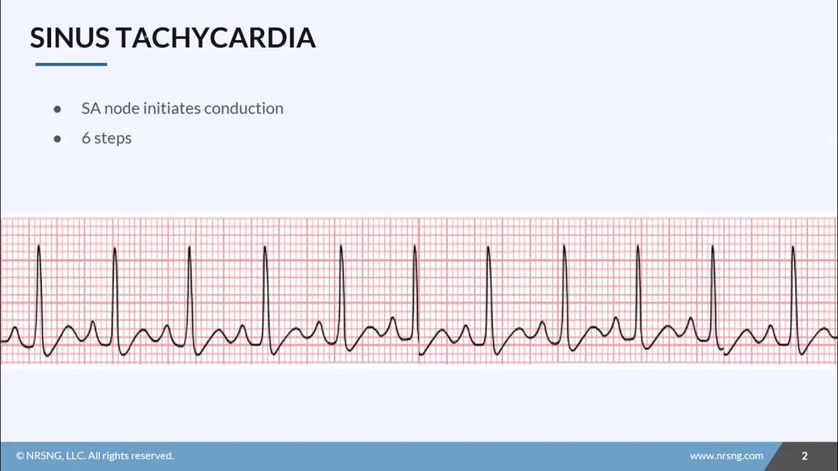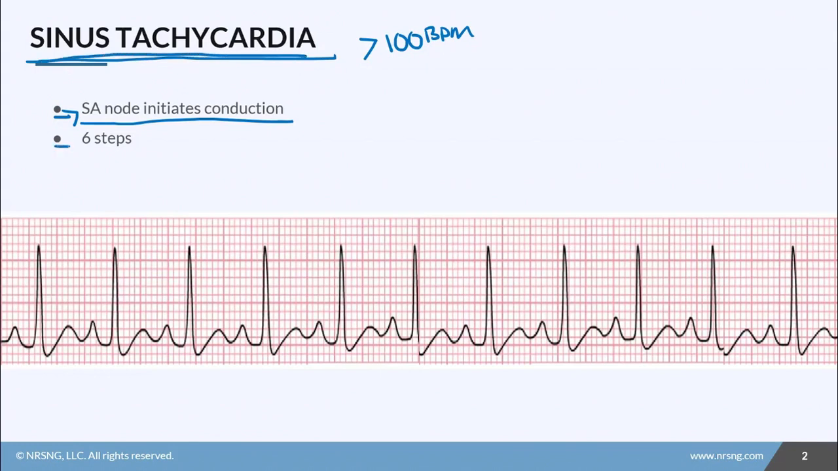So in sinus tachycardia, the SA node initiates the electrical conduction just like in normal sinus rhythm. The only difference is that it is beating at a rate greater than 100 beats per minute. And because the SA node initiates that electrical impulse, it is called sinus tachycardia.